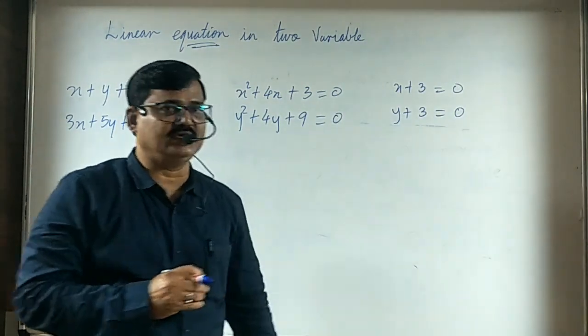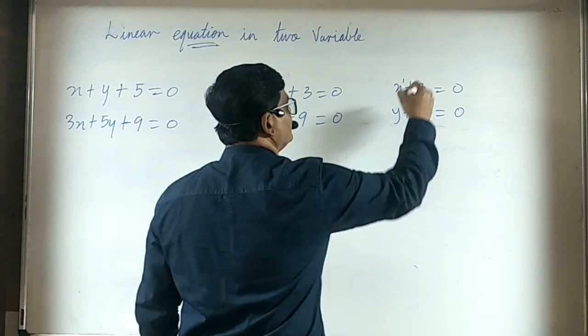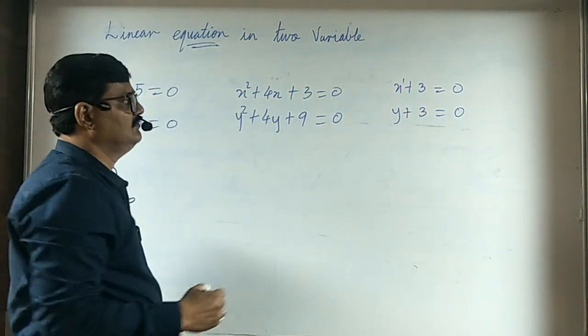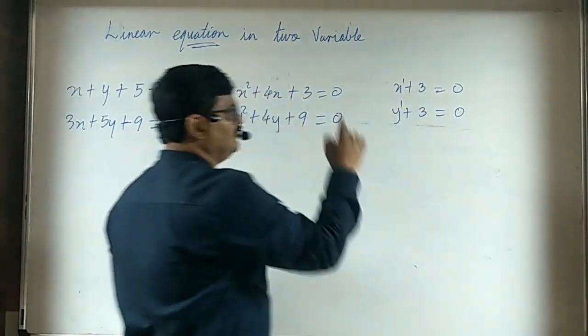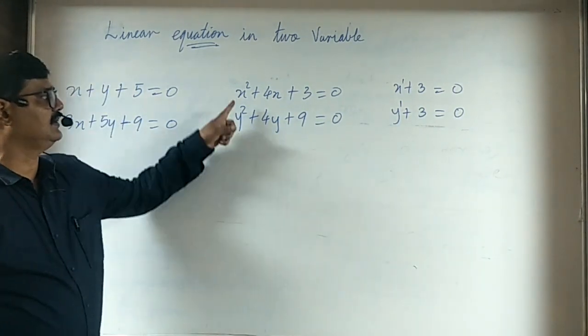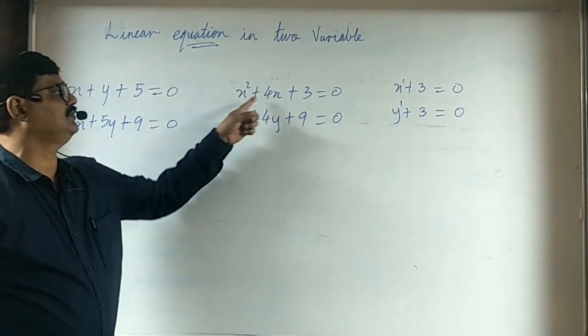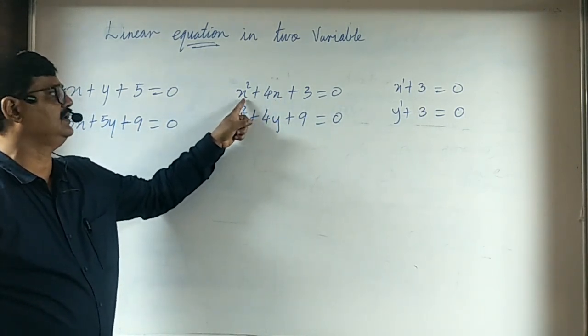If you check carefully, here x has degree 1 and y has degree 1. This can be a linear equation. But in the second case, you can see that the maximum degree of this equation is what? The degree is what?